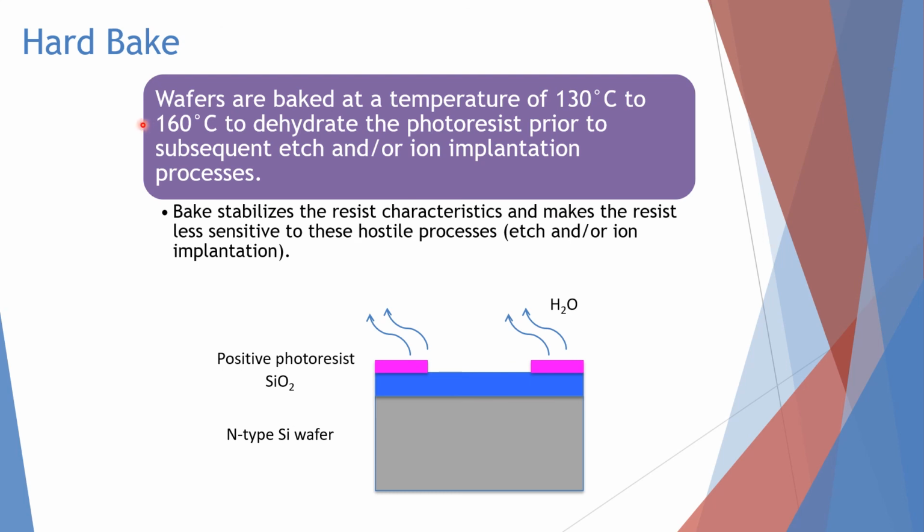After that process, we go to the hard bake process, where the wafer will be baked at a temperature of around 130 to 160 degrees Celsius, in order to dehydrate the photoresist prior to the subsequent etch and ion implantation processes. This bake will stabilize the resist characteristics and make the resist less sensitive to these hostile processes, which are the etch and the ion implantation. We will cover these in the next class. Then the H2O will go out from the photoresist.